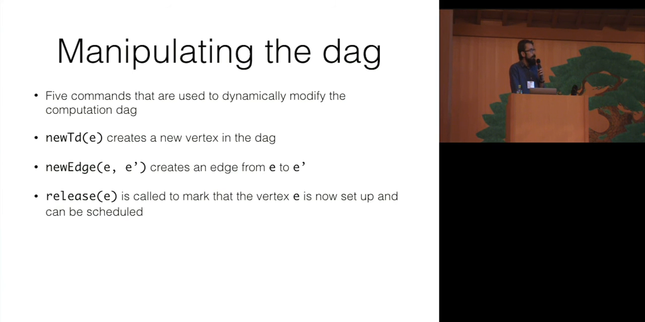Now, a freshly created node is not necessarily ready to be scheduled, because it might need some edges, some extra structure, in order to be in an appropriate shape. So we have an extra command called release, which transitions the freshly created vertex into a state in which it can potentially be scheduled, assuming it doesn't depend on other computations.